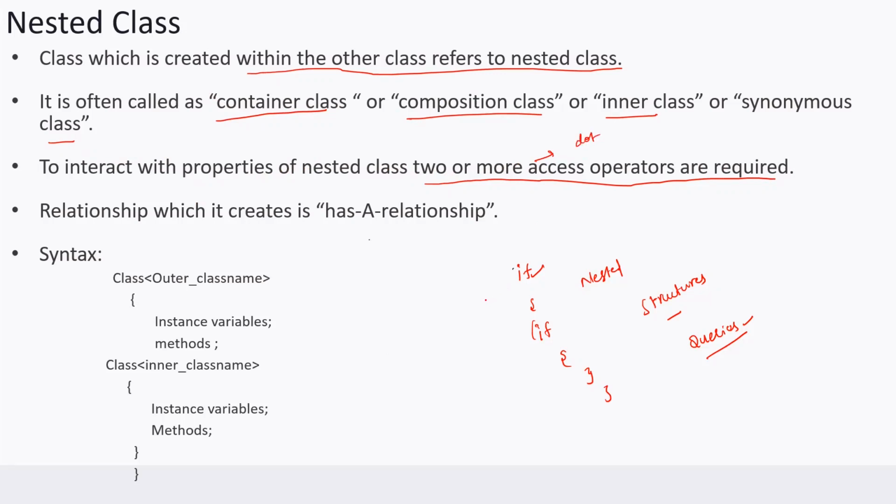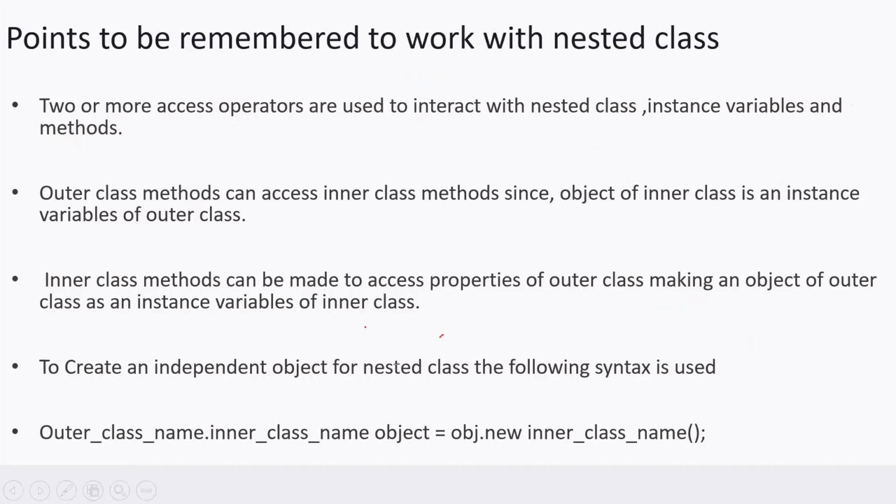So generally, if I have a method like this, get method, to call this get method, I'm going to call it in this way, obj.get. So only one dot or dot operator is used, right?